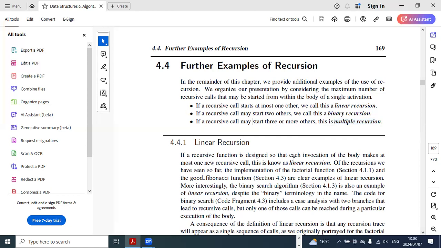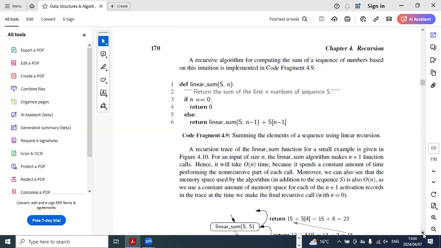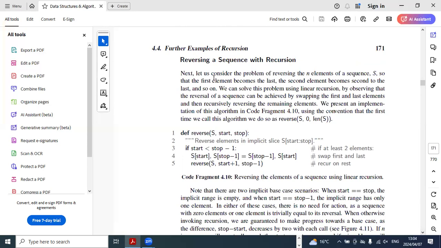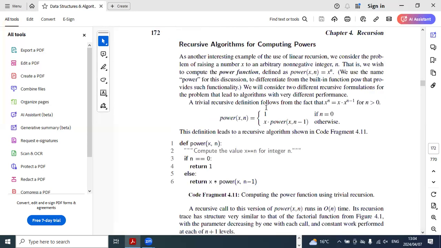If the recursive function is designed so that each invocation of the body makes at most one new recursive call, this is known as a linear recursion. Of this recursion, we have seen so far the implementation of the factorial function, which makes one invocation each time. Ironically, the binary search that we're using is also called linear, despite using the binary name, including a case analysis with two branches that lead to a recursive call, but only one of those calls can be reached during a particular execution of the body. And then the reverse, we're still on linear recursion. Also when we're doing the powers computing, you do the same thing, it's linear.